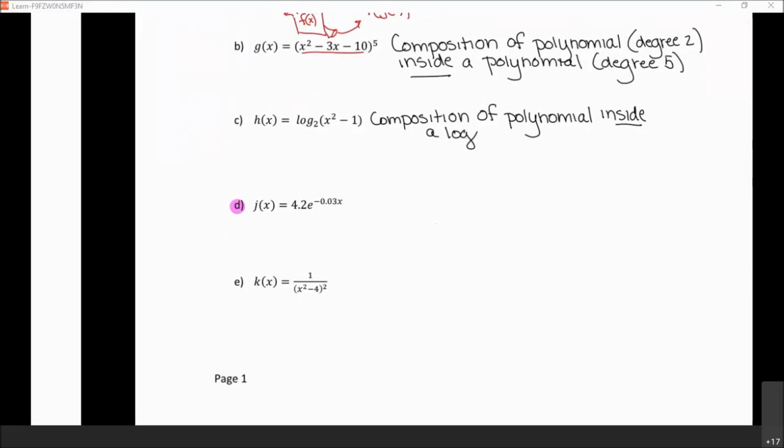All right, so again, if you're saying it's a product, you should be able to identify one function of x multiplied by a second function of x. Okay? If it's a composition, you need to find one function of x inside another.